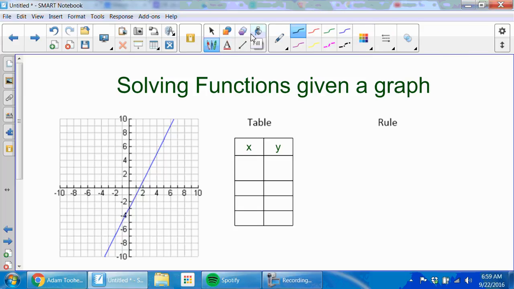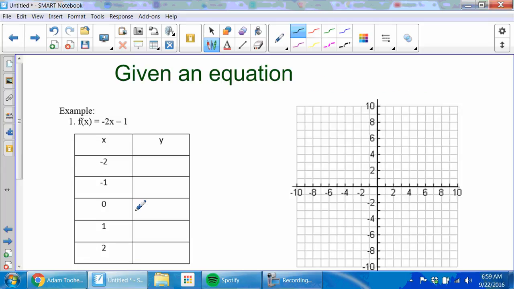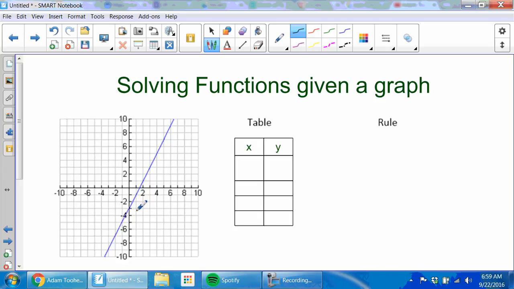This video is on solving functions, whether you're given a graph, given a table, or given an equation. First, we will start with given a graph. So here's my graph. My strategy is to plot points that are on this line.